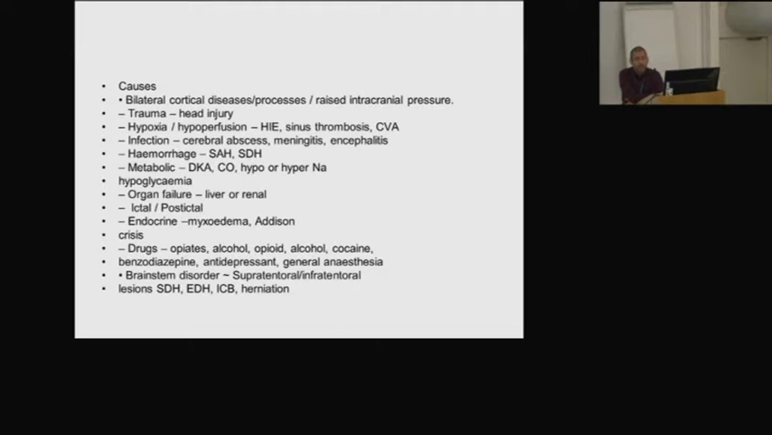And then, of course, there's a whole range of substances that can affect the brain and cause this kind of problem. So large doses of opiates, alcohol, recreational drugs like cocaine, benzodiazepines, antidepressants, obviously general anesthetic. And then brainstem problems, so any focal lesion in the brainstem can cause it. Any lesion above the brainstem that causes herniation of the brainstem due to raised intracranial pressure can also cause it as well.